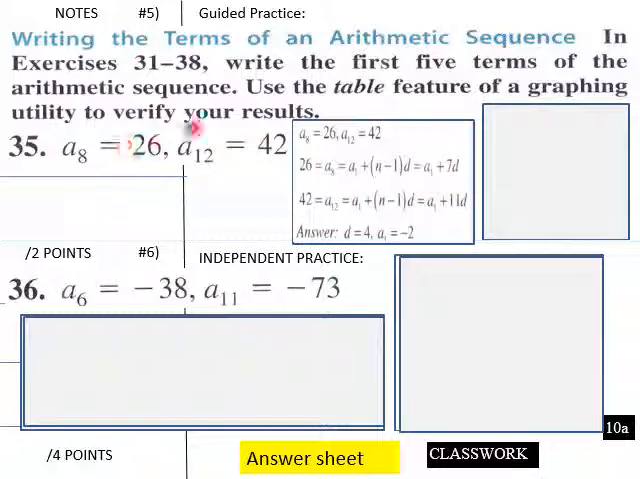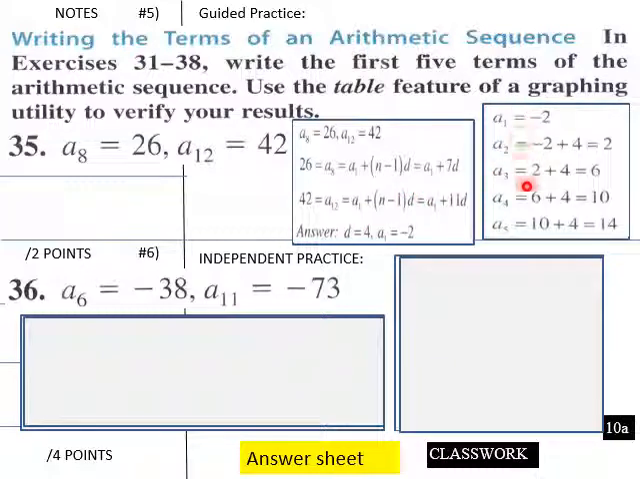So what do we got here? We got 4 terms here. And then when we multiply that through, we get a1 plus 7d. And then 42 equals a12. And then when we plug that back in here, we get d is 4. And our first term here is negative 2. Once we plug that into our original template, here are our 5 terms: negative 2, 2, 6, 10, and 14, by using this template here.